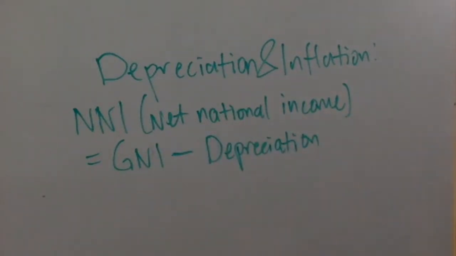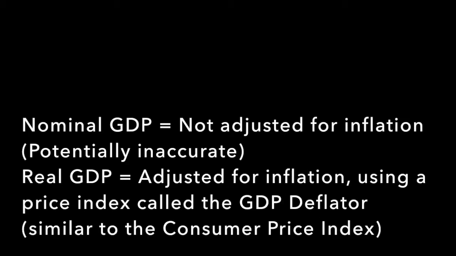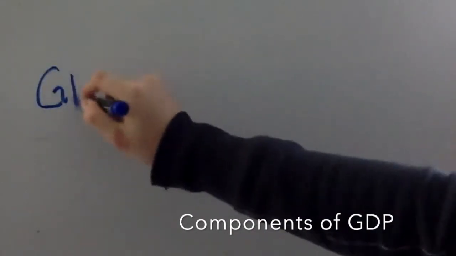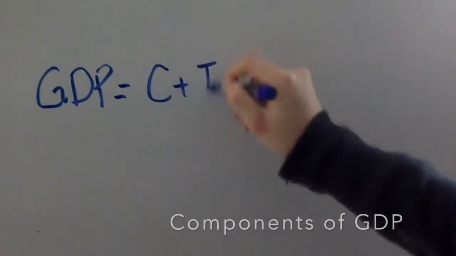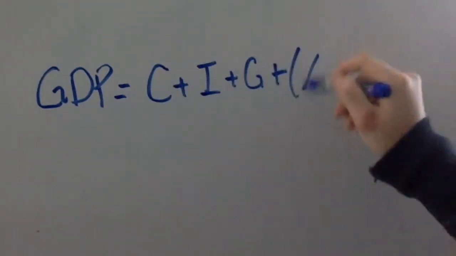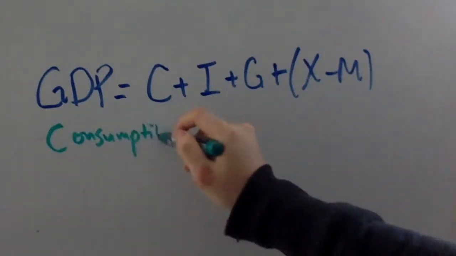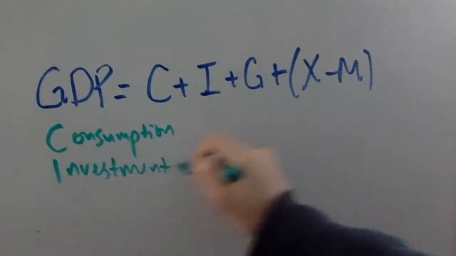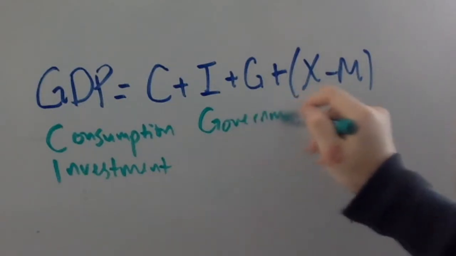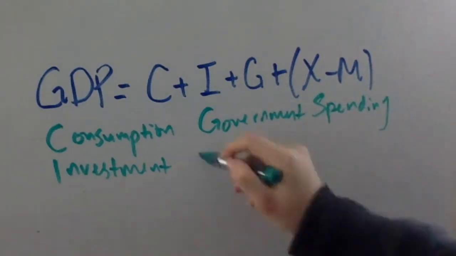Another factor that we need to address is inflation. The term nominal GDP refers to GDP not adjusted for inflation. Real GDP is equal to nominal GDP adjusted for inflation. The formula for GDP can be boiled down to GDP is equal to C, consumption, plus I, investment, plus G, government, plus X, exports, minus M, imports.